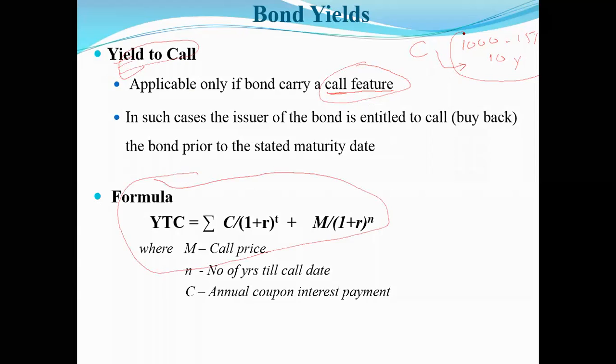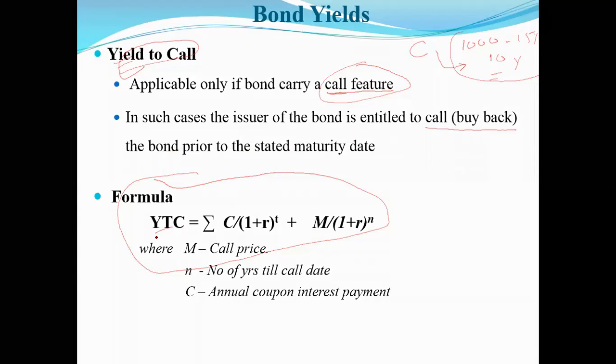So this is yield to call. Let us try to understand. It is applicable only if the bond has a call feature, point number one. Second, in such a case, the issuer of the bond is entitled to call the bond back. That is called a buyback. The bond can be called prior to the stated date of maturity. That means before 10 years, I can recall the bond. In such a case, how do I calculate my yield to call?